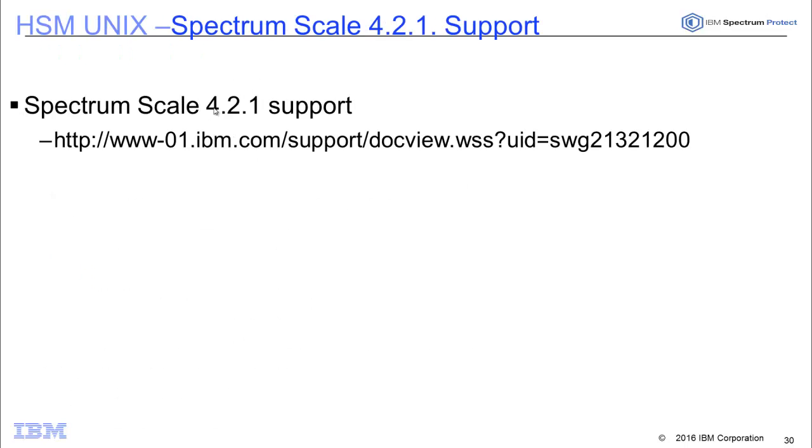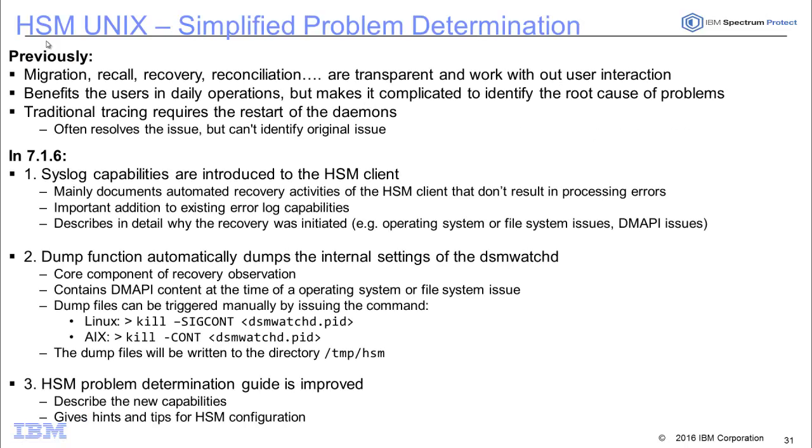When Spectrum Scale 4.2.1 announces, we will have support for that for the HSM for Unix platform. Another upgrade on the HSM Unix platform is we are simplifying problem determination. Traditionally, when utilizing HSM, those migrations, those recalls, those reconciliations, they all work pretty transparently. But if there was an error, in order to trace what happened, you had to restart the daemons and turn on the trace flag. And often just restarting the daemons would resolve the issue itself, so you never really could identify the original issue.